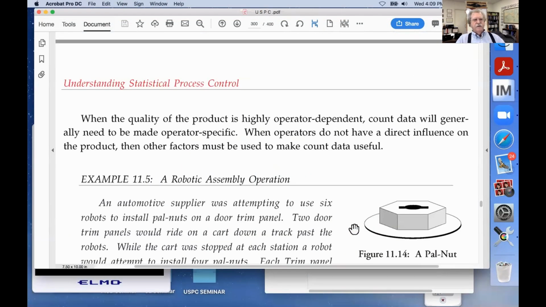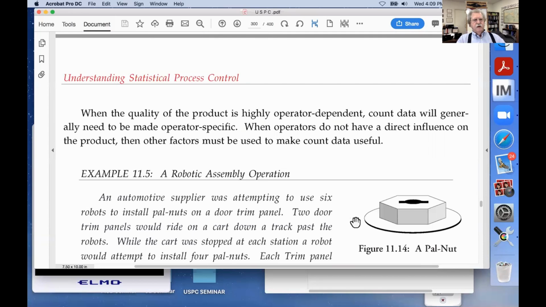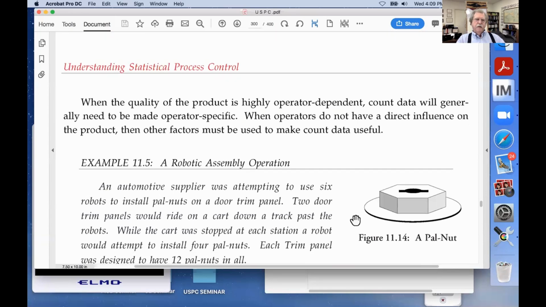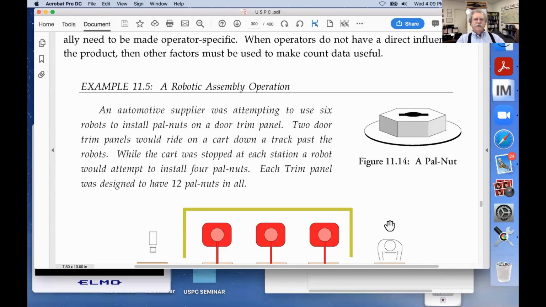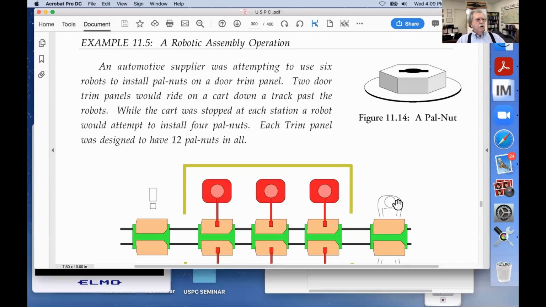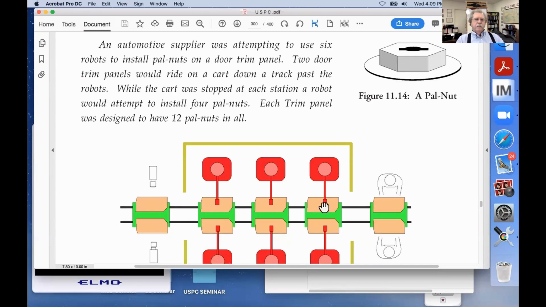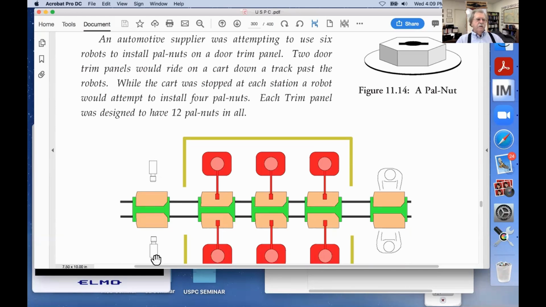And finally, robots. Robotic assembly operation. These robots put the pal nuts on plastic studs to hold the handle onto the door trim panel. So the cart comes along the line. Here, a camera takes a picture of the part to locate where the studs are, and then communicates to the robots. And each robot is supposed to put on 4 pal nuts.